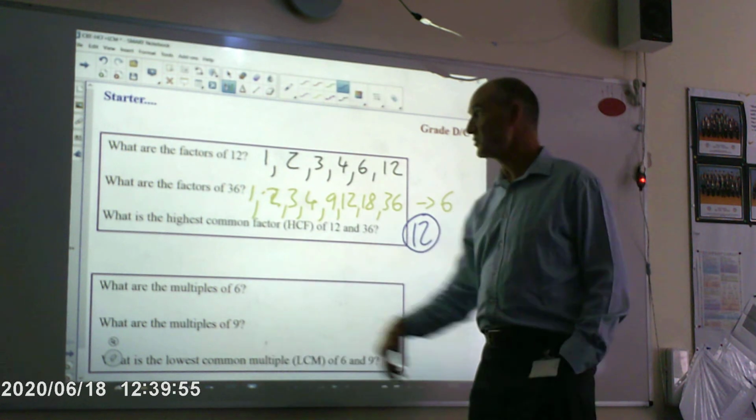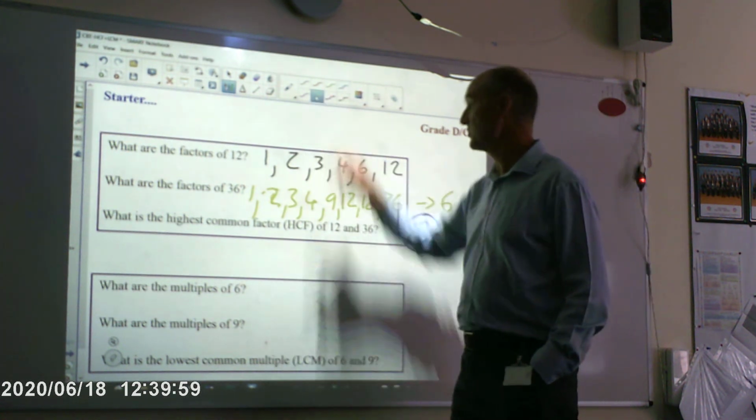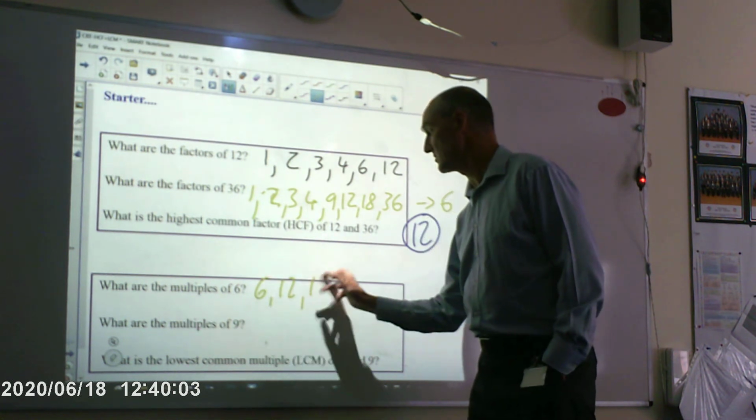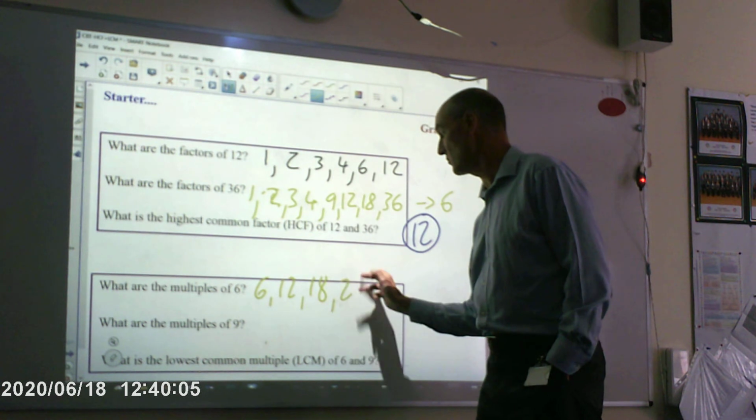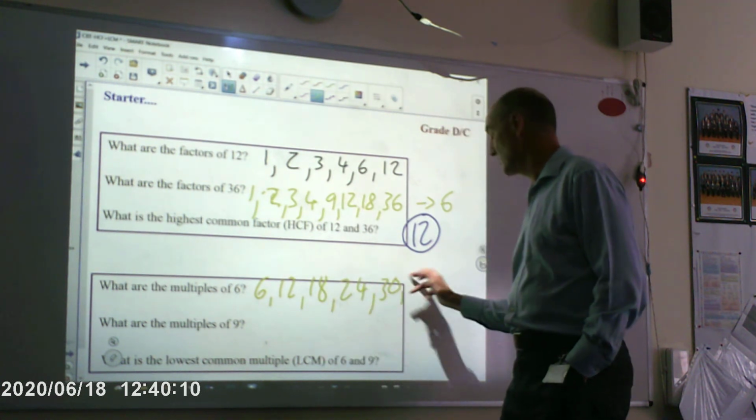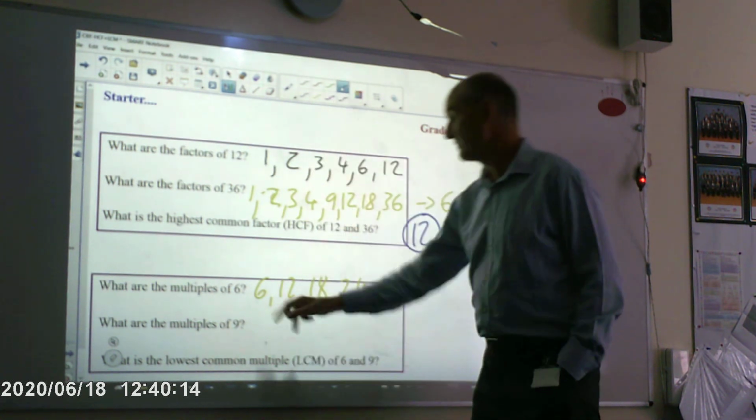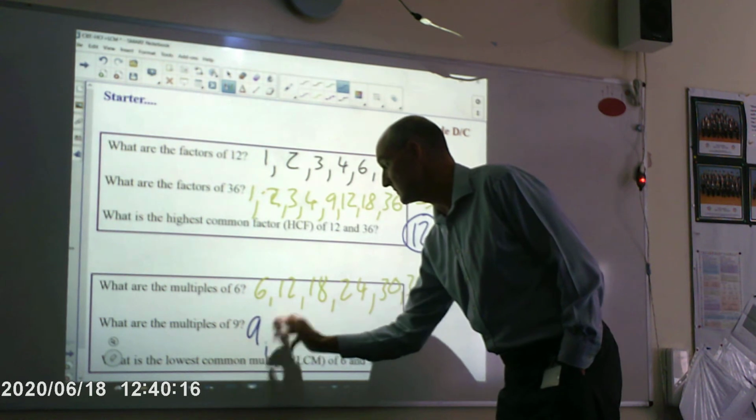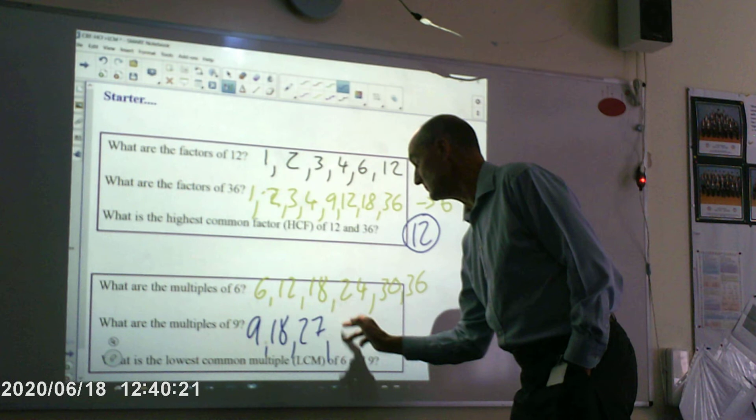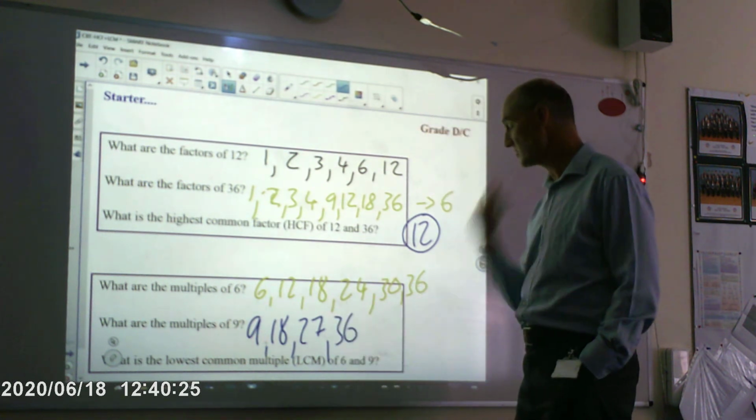What are the multiples of 6? The multiples means times table. So the multiples of 6: 6, 12, 18, 24, 30, talked about it earlier, 36. Let's do some multiples of 9, so 9, 18, 27, 36. Oh, we've got that 36 there, haven't we?